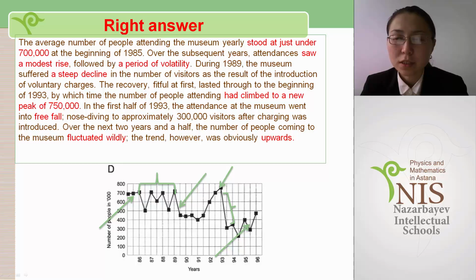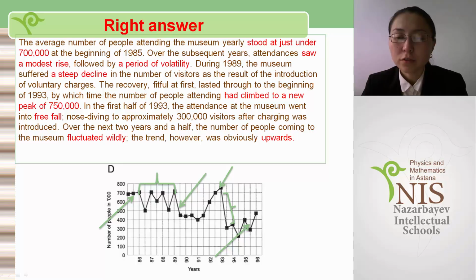Over the subsequent years, attendance saw a modest rise. Can you see a modest rise? Very slight, we can't even notice this rise. Followed by a period of volatility. You see the period of volatility, some fluctuations here that are covered by a brace. Good. During 1989, the museum suffered a steep decline. Can you see the decline, the decrease, the fall? Good. In number of visitors as a result of the introduction of voluntary charges.